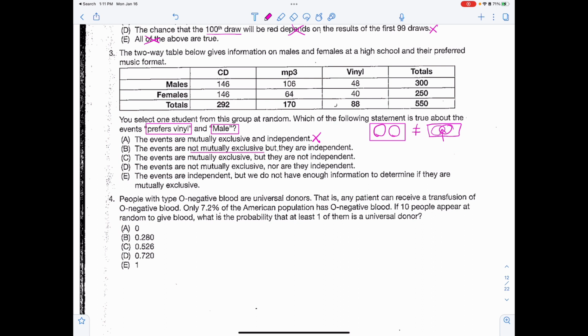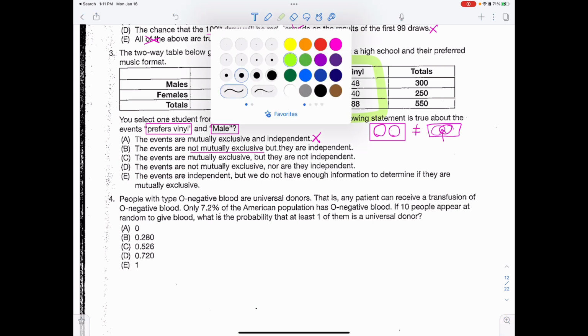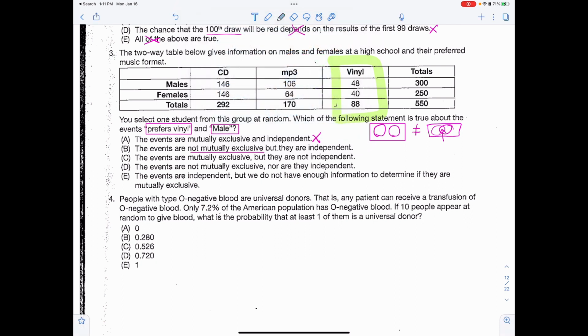So it says we're looking for first vinyl, and we're looking for male. All right, so mutually exclusive would mean that they have no overlap. No overlap would mean that's a 0, so those are not 0. So that means they are not mutually exclusive. So I would agree with this part. Let's check if it says they are independent.